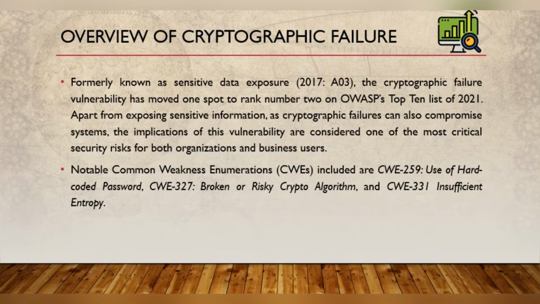As per OWASP, cryptographic failure is a symptom instead of a cause. Any failure responsible for the exposure of sensitive and critical data to an unauthorized entity can be considered a cryptographic failure. There can be various reasons for cryptographic failure. Some of the common weakness enumerations, that is CWEs, are CWE-259, use of hard-coded password, CWE-327, broken or risky crypto algorithm, and CWE-331, insufficient entropy.